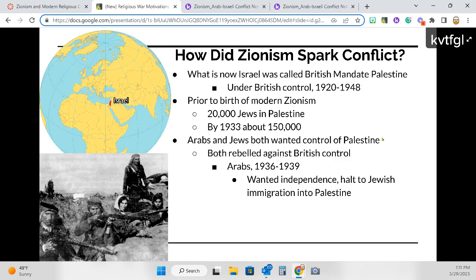The Arabs wanted two things. One, as we've already said, they wanted control of Palestine. They wanted their independence. They also wanted, more immediately, an end to Jewish immigration into Palestine. They're watching the number of Jews in Palestine grow and grow rapidly. Their rebellion does not succeed. The Jews will launch their rebellion second, in 1944 to 1948.